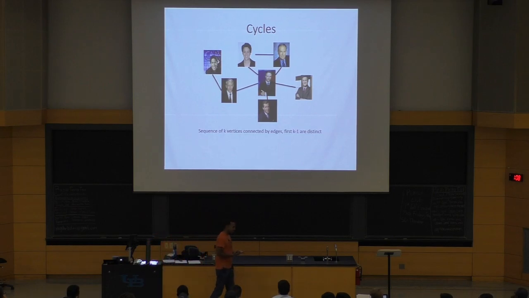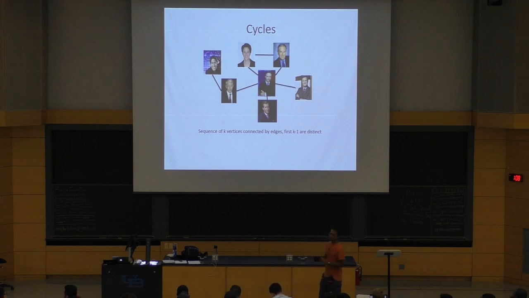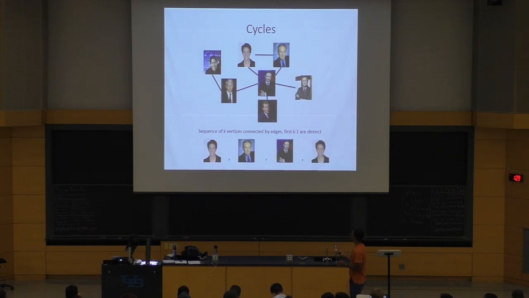A cycle is like a path, but where you start from a place and end up where you started off. Right? So it's a sequence of k vertices connected by edges, where the first and the last are the same, and everything in the middle is distinct. So for example, Maddow, O'Reilly, Stewart, Maddow, this thing is a cycle. And it makes intuitive sense. If you trace your finger around this, you'll actually make a cycle on paper.